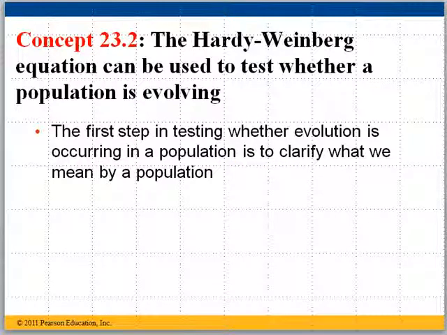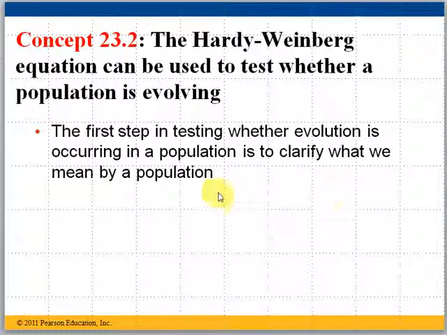Alright guys, here we are with concept 23.2. It says the Hardy-Weinberg equation can be used to test whether a population is evolving. And that word equation hopefully is not freaking you out there. Surely you didn't think you'd get through biology without using your calculator and pen and pencil and mathematical skills, did you? So a little bit of math here. We'll kind of step through it and make it as painless as possible.